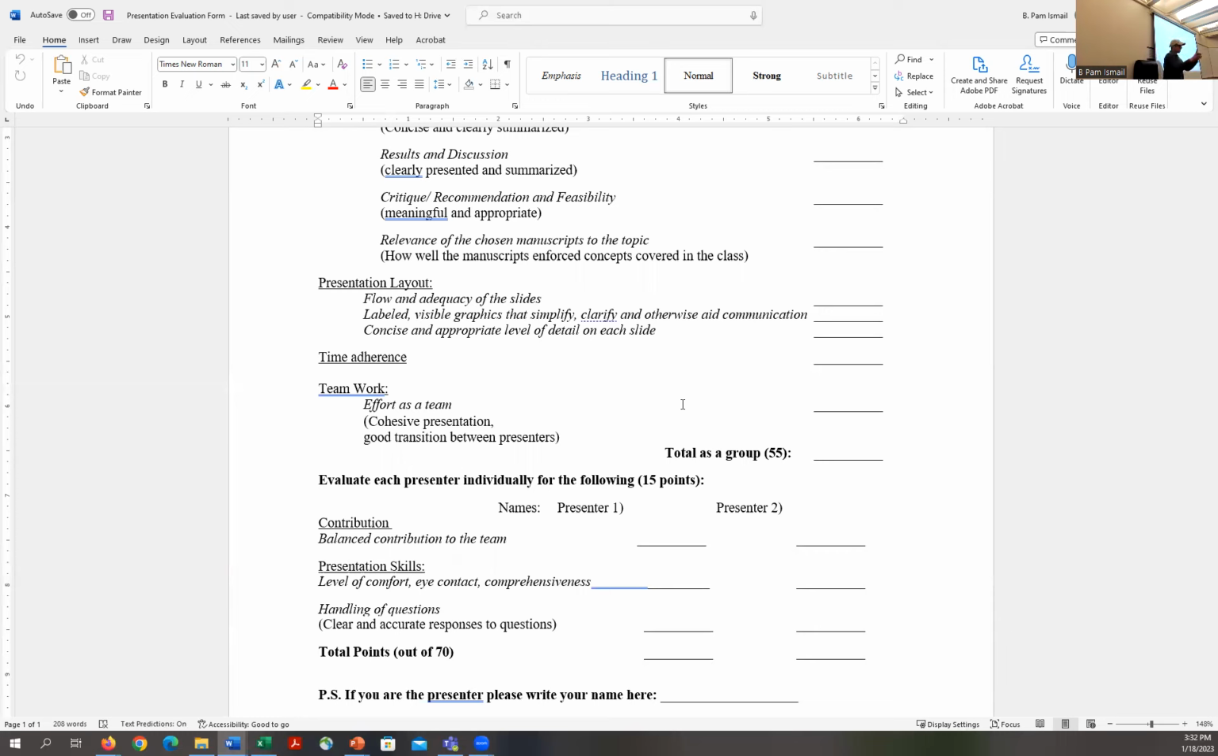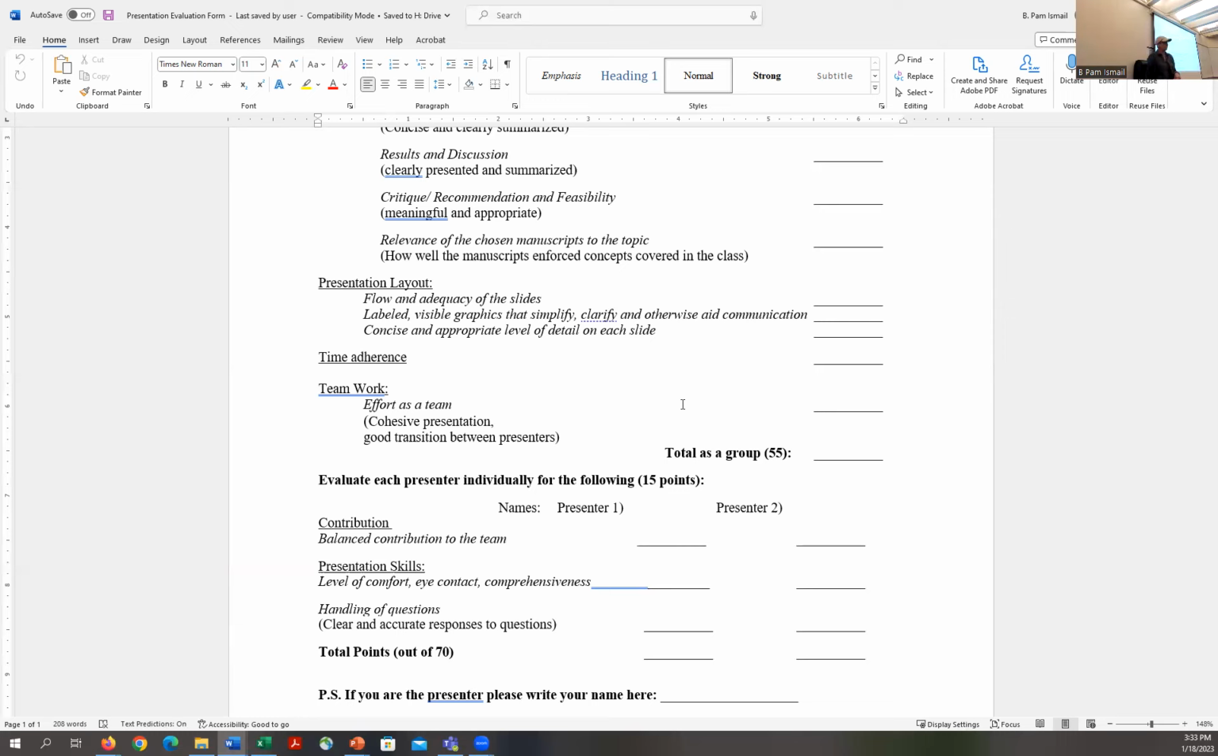So the class, it feels like lab meeting. The class will have 25% weight of the grade. So I will take all of the class sheets and I will average them, and the grade for each member will have 25%. Then you're going to grade yourself. So if you are the presenter, please write your name here. Don't give yourself 70 out of 70. Be very critical of yourself as well. So grade yourself and grade your team member.